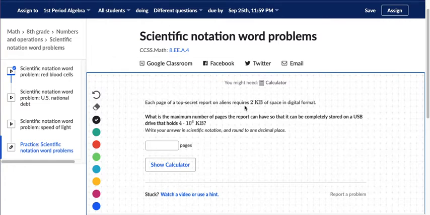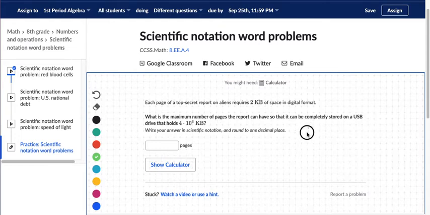Okay, so each page is 2 kilobytes. And it holds 4 times 10 to the 6th. Wow. Let me start that over again. I'm sorry. Green for aliens.